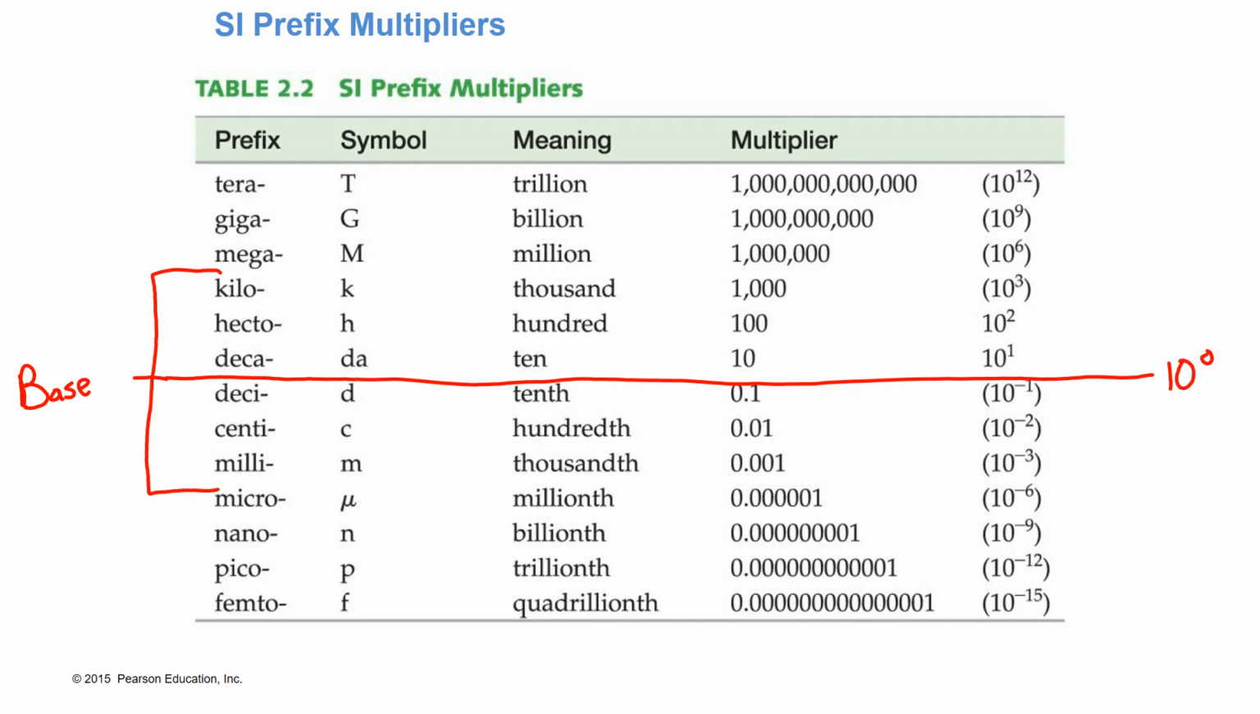Base represents 10 to the 0. What does 10 to the 0 represent? 1. All right, 10 raised to the 0 power is 1. So we kind of compare all of these back to that. Whenever we say deca is 10 to the first, it means it's 10 times bigger than a base unit. This is 100 times bigger than a base unit, 1,000 times bigger than a base unit, 1,000,000 times, and then whatever the word for 10 to the 9th is.